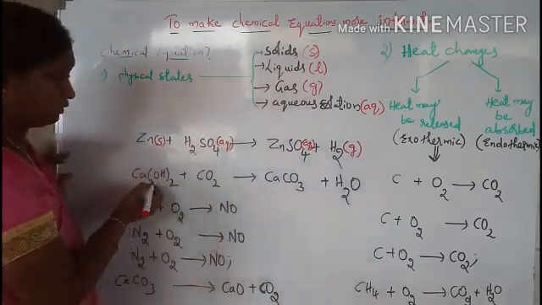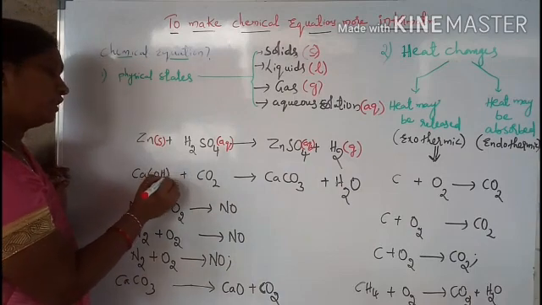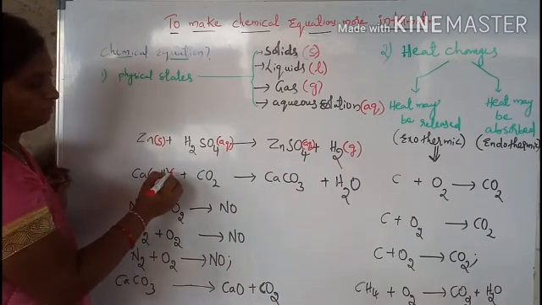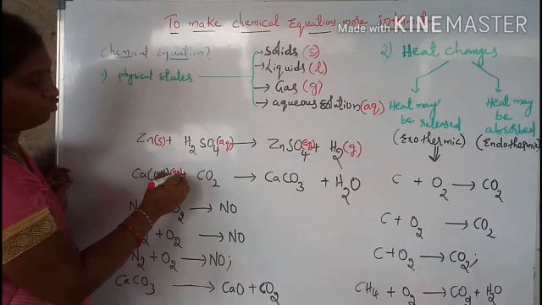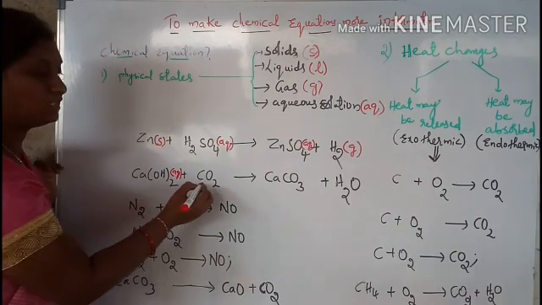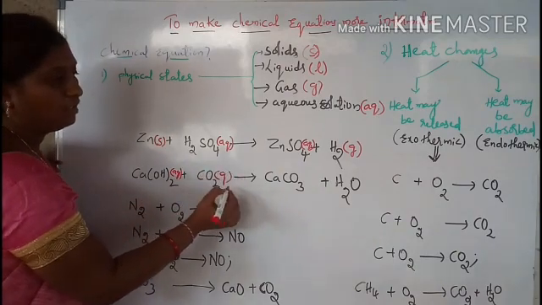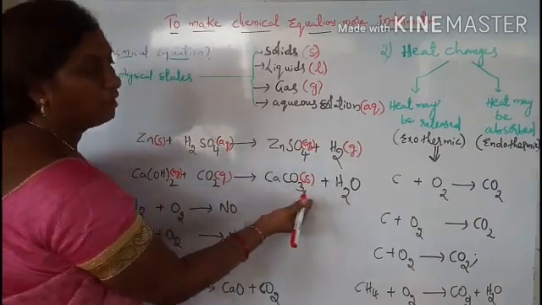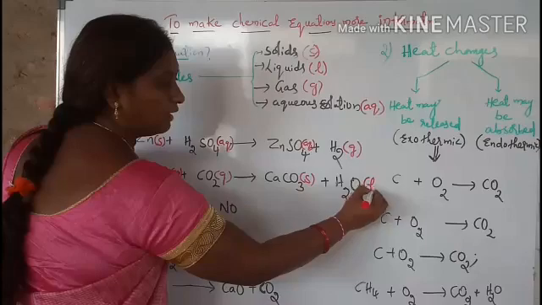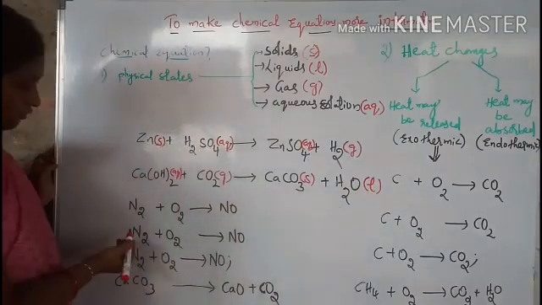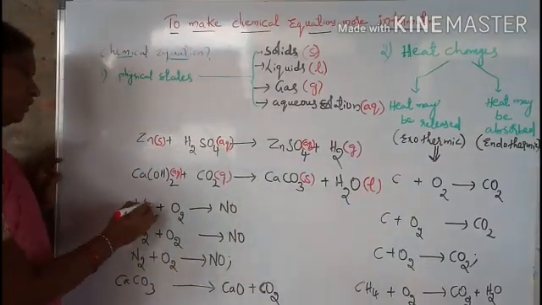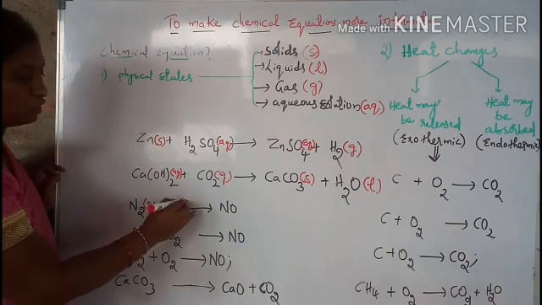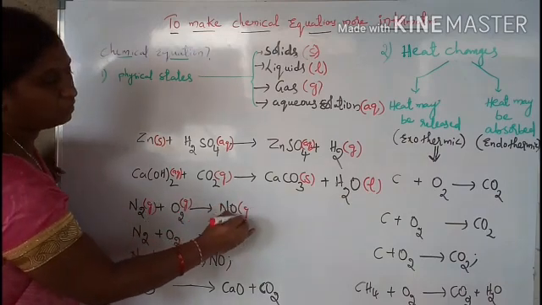Similarly, in this reaction, Ca(OH)2 is a solution, lime water, shown by aq, and CO2 is gas, g, and CaCO3 is a solid precipitate, a white precipitate, and H2O is a liquid. And if you go for N2, it is gas, and O2 is also gas, and NO is also gas in this reaction.